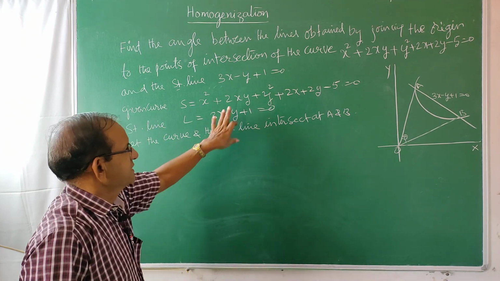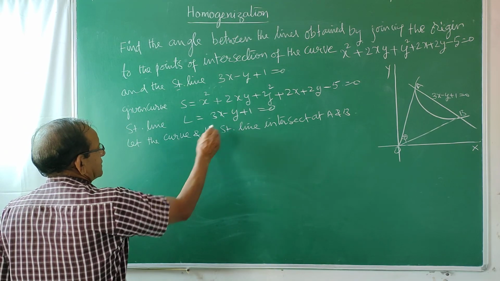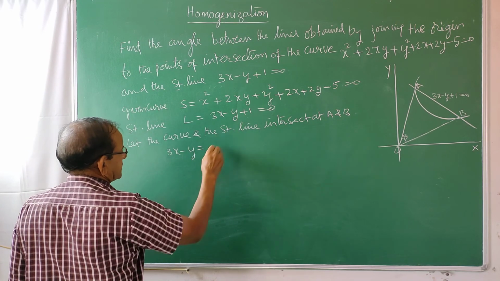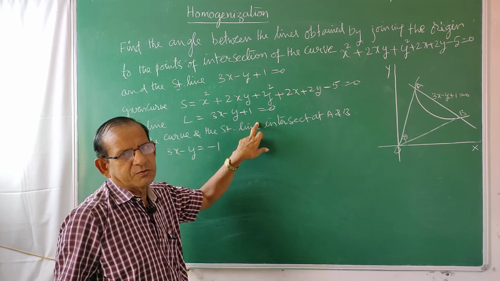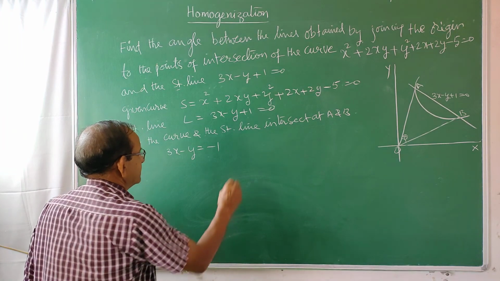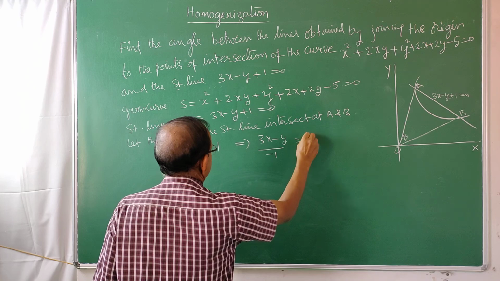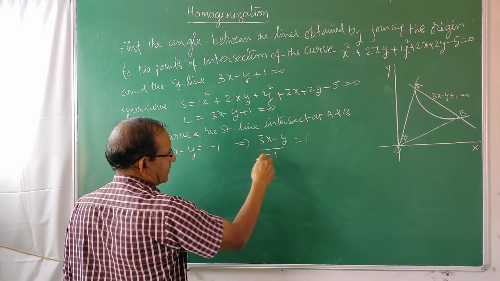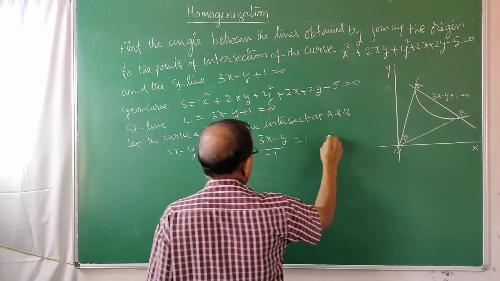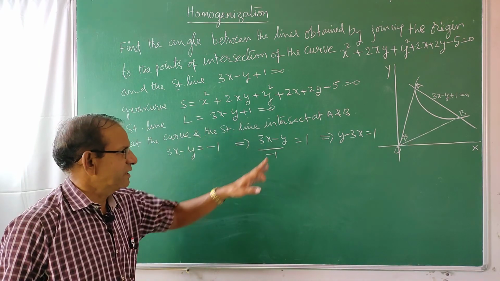Now by making homogeneous of this equation with this one, now 3x minus y is equal to minus 1. From the straight line equation, 3x minus y is equal to minus 1. From this we must make it 1. That's why divide both sides by minus 1. This implies 3x minus y by minus 1 is equal to 1. If you multiply the numerator and denominator with minus 1, this will become y minus 3x. That implies y minus 3x is equal to 1. So we have got 1 on the right side.